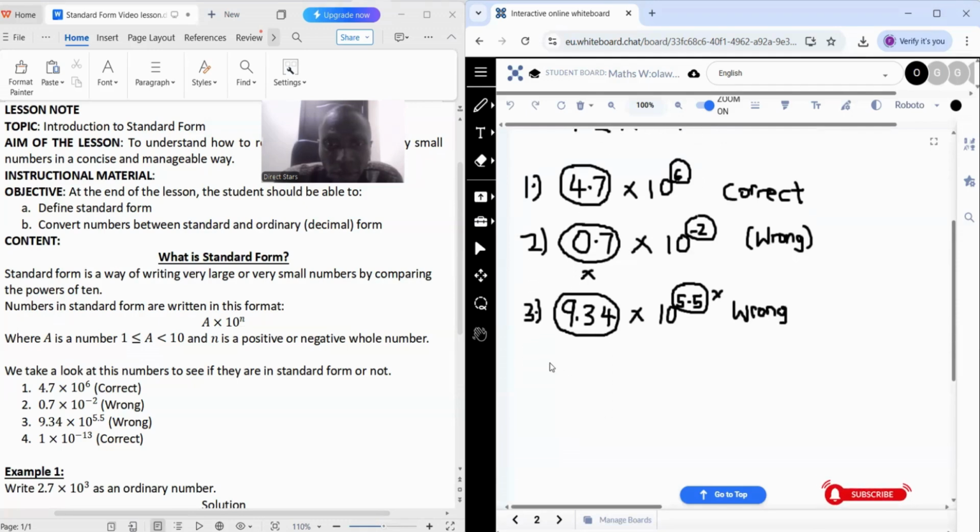And lastly, let's look at the fourth number to see if it's the right way of writing the standard form. We have 1 times 10 raised to the power of minus 13. If you look at this, the front number, which is a, is absolutely correct because a is greater than or equal to 1. So this is very correct. And also the value of n here is a negative whole number. So this is correct.